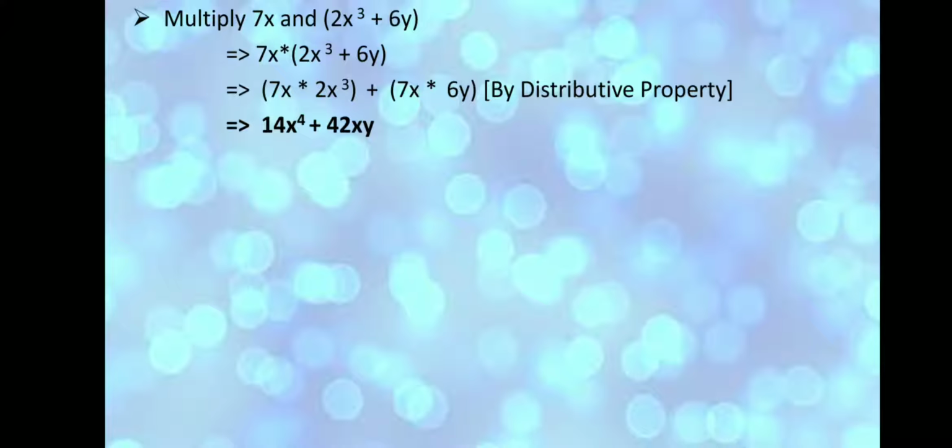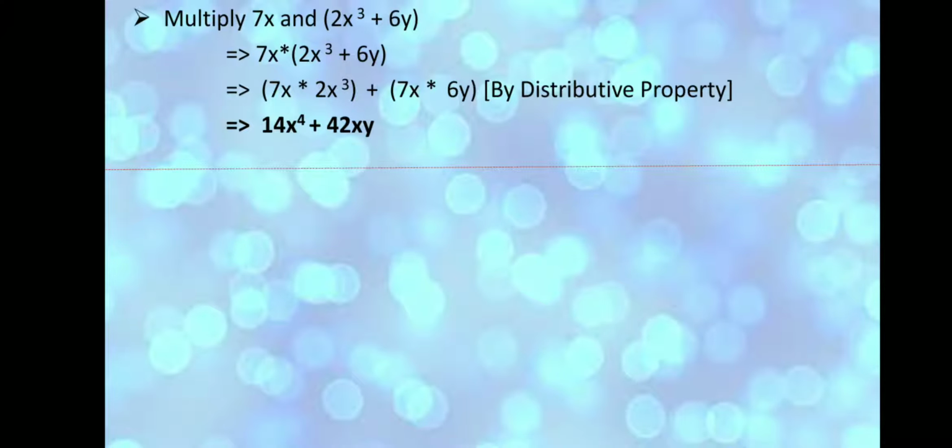7x into 6y. So 7 into 6 will give you 42, and x is also 1 and y is also 1. So you will multiply both, and then you'll get 42xy. So what is your final answer? Your final answer will be 14x power 4 plus 42xy.